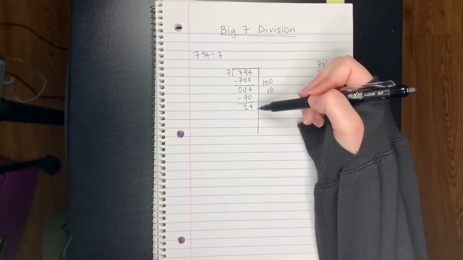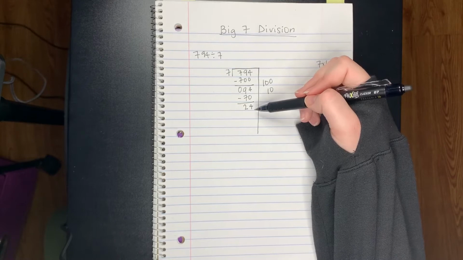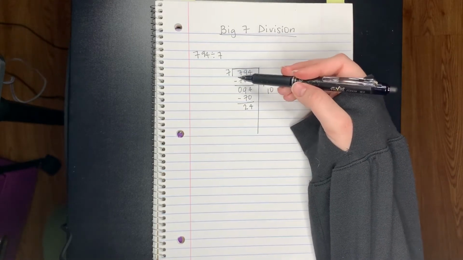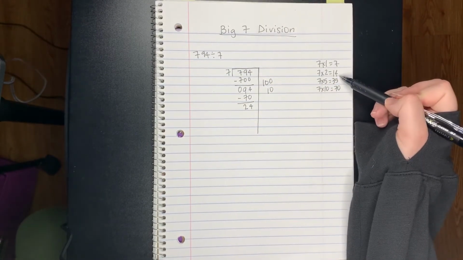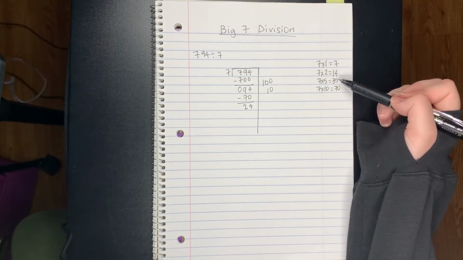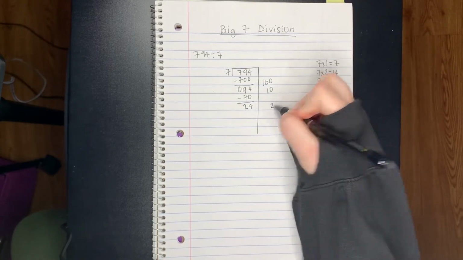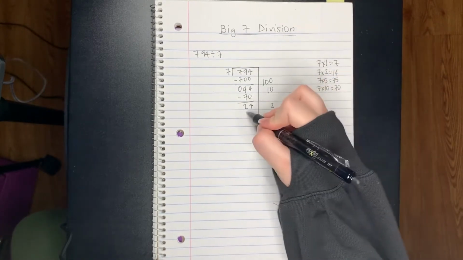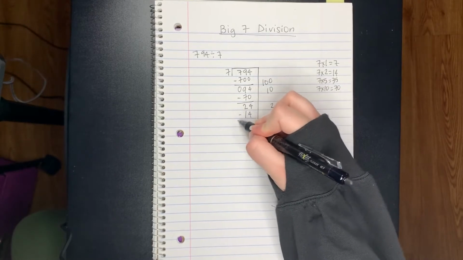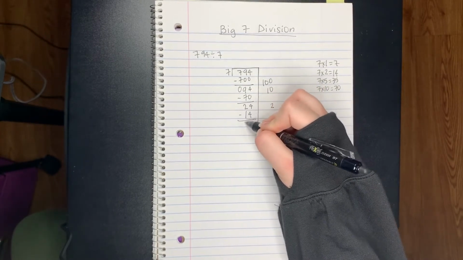With this one, we can't do another group of 10. But we can do a group of 2. So 7 times 2 is 14. So we're going to subtract 14. 4 minus 4 is 0. 2 minus 1 is 1.